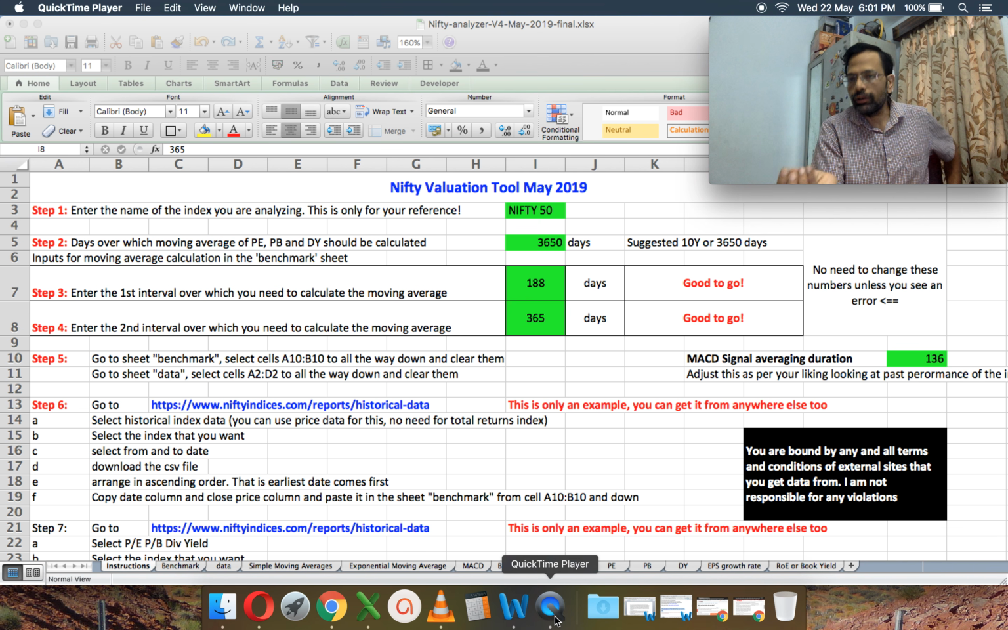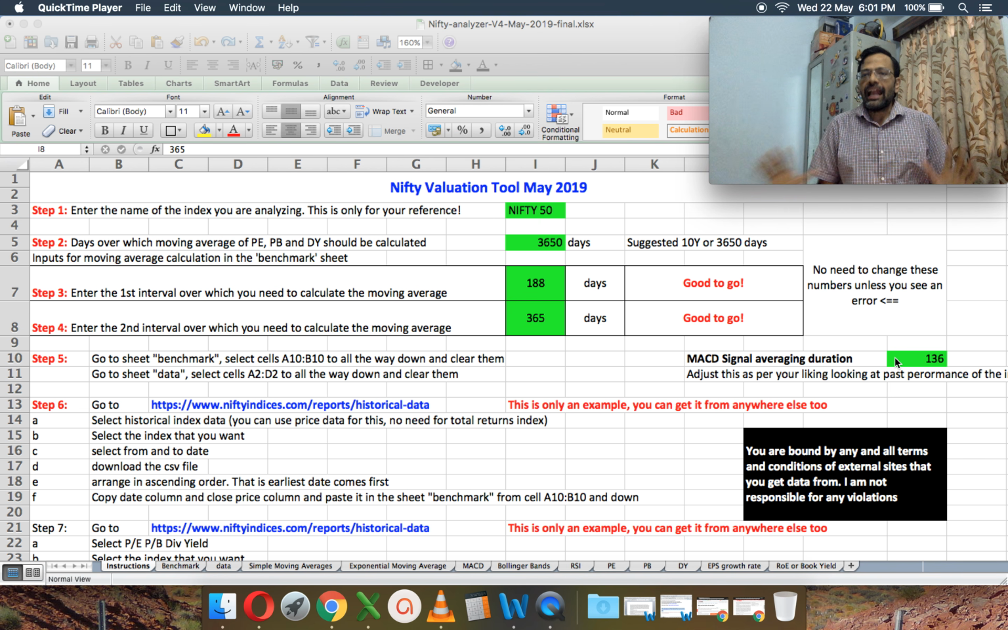So unless it's good to go, you cannot use it. Then there is something known as the moving average convergence divergence signal, and this is the signal averaging duration. I'll talk about it, and that's set to 136. Don't change it unless you are comfortable with it and you know what you are going to get.